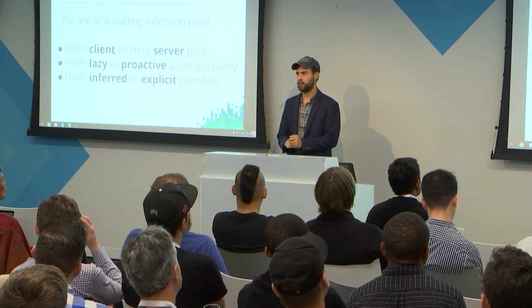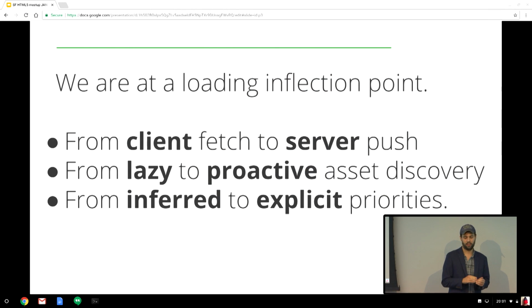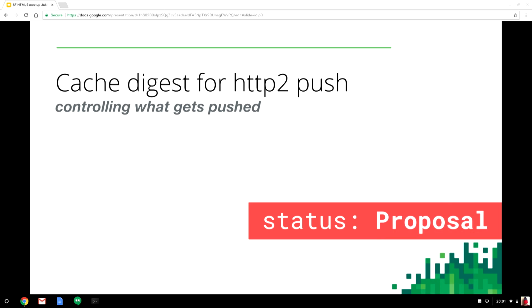I think like our loading story, we're at another one of these inflection points. We're moving from a client fetch model to a server push model, from a lazy to proactive asset discovery model, and finally from an inferred priority to an explicit priority model when it comes to network resources. The first one I want to look at is cache digest for HTTP2 push. And this boils down to adding the ability to control what gets pushed to your user.